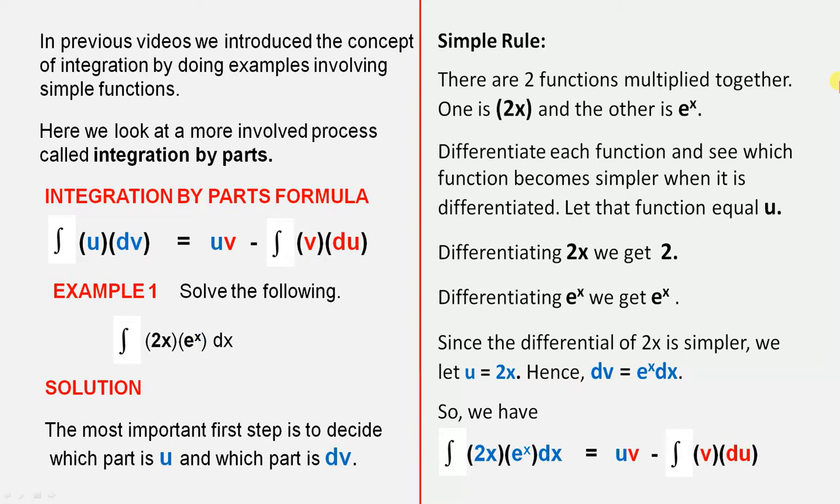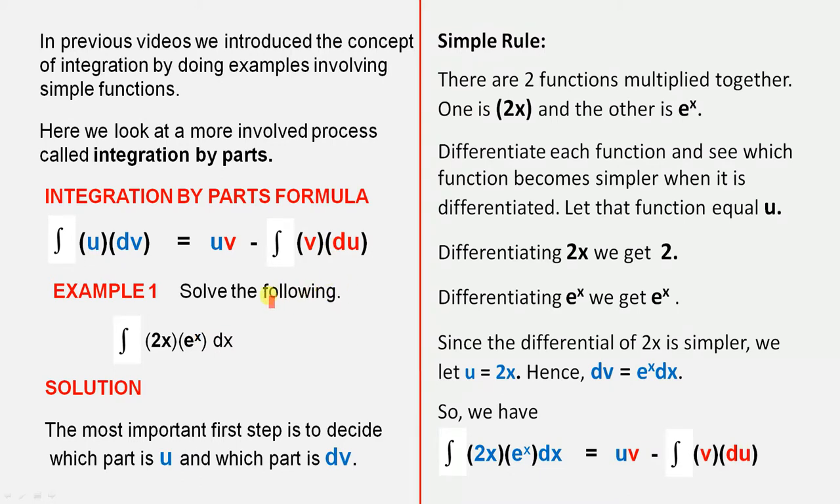In previous videos, we introduced the concept of integration by doing examples involving simple functions. Here we look at a more involved process called integration by parts. Now I will just state the formula for you because I want to go straight into doing the examples. So the integration by parts formula is, if you have two functions, we'll call them u and dv, then the integral of u dv equals uv minus the integral of v du. That's the formula we use, and let's see how it operates.